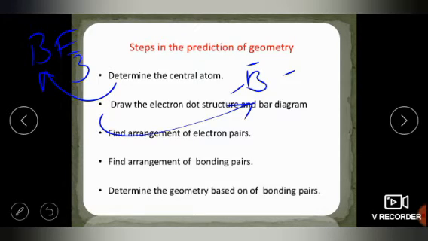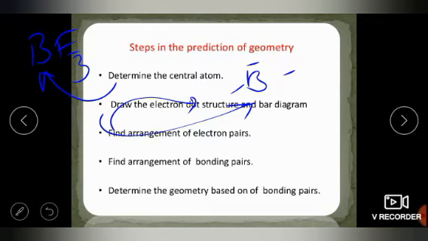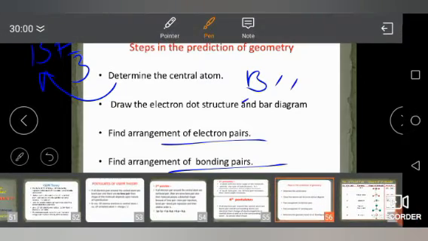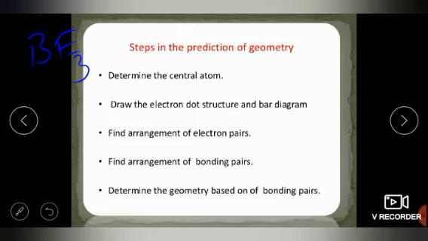Third, find the arrangement of electron pairs. These are the electron pairs: 1, 2, 3. 3 is the number, so 3 electron pairs donate the electron. Then find the arrangement of bonding pairs: if it is a single electron like this, these form bonds. If a lone pair is there, we also need to see that. After that, you can determine the geometry. This is for trigonal geometry because there are 3 bond pairs. If there is a lone pair, then the geometry will change.